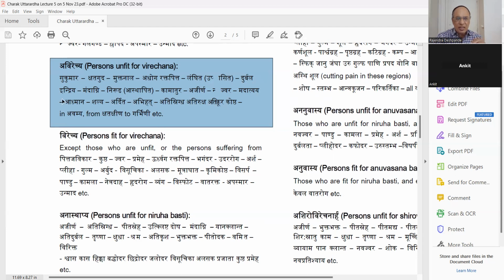Don't use this Virechana. Adhmana, then Shalya, somewhat you can say trauma or an ulcer is there. Ardita, facial paralysis, don't give Virechana. Abhihata, trauma. Atisnigdha, atiruksha, atikrura koshta. If your digestion capacity, intestinal sensitivity is not proper, don't give Virechana. Then in Avamya from Kshatakshina to Garbhini, whatever we have seen previously is also applicable for not giving the Virechana. So usually Vamana and Virechana contraindications are the same.